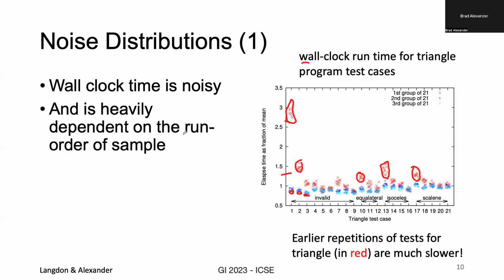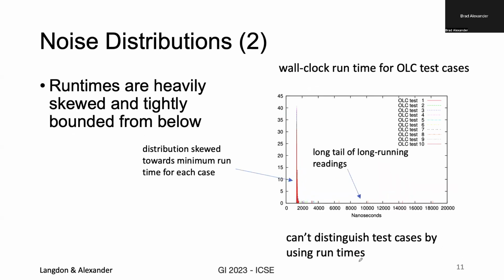It is heavily dependent on the run order of the sample, when you ran that particular sample, when you ran that particular test. And if we look at the OLC test cases, we get a similar distribution. We have all these 10 test cases, and we get this really skewed distribution where most of them take very little time, but then there are these outliers, quite often just during the warm-up phase. But basically you get this one-sided distribution.